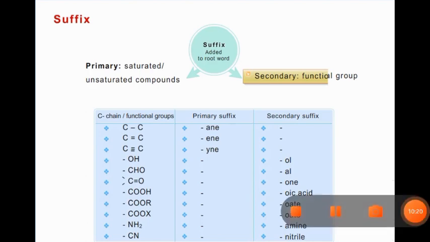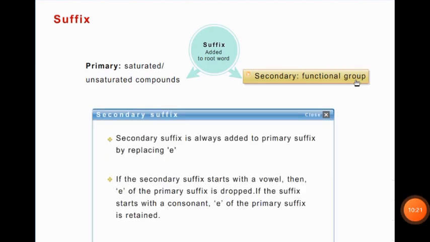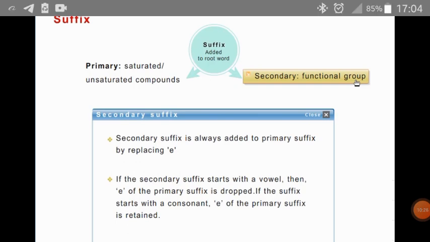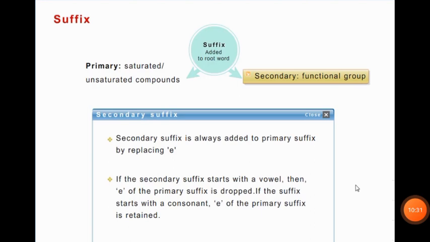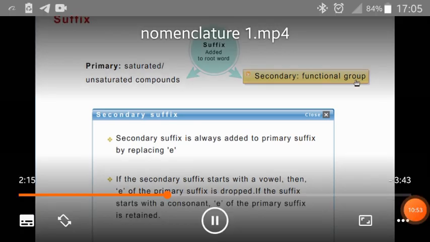Then what about the secondary suffix? A secondary suffix is always added to the primary suffix by replacing the E. If the secondary suffix starts with a vowel, then the E of the primary suffix is dropped. If the suffix starts with a consonant, the E of the primary suffix is retained. That's how it goes.